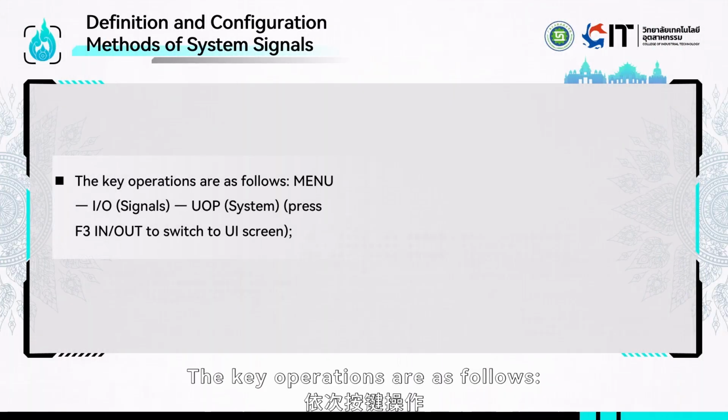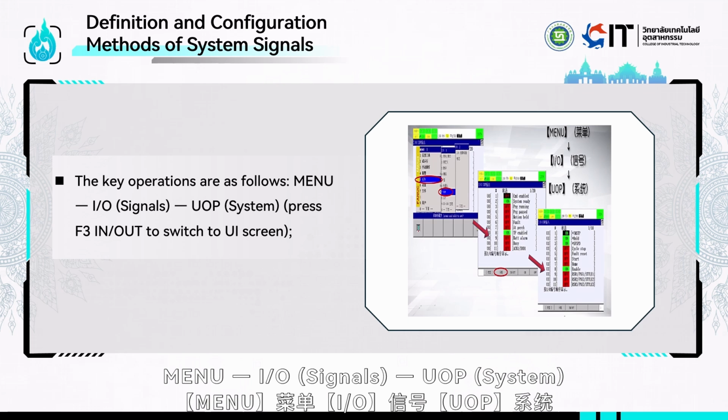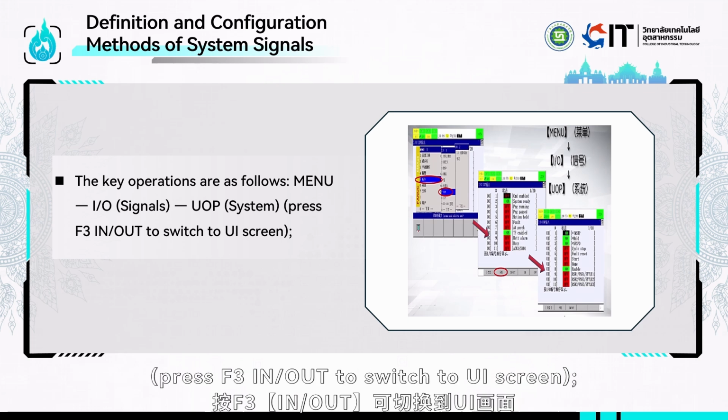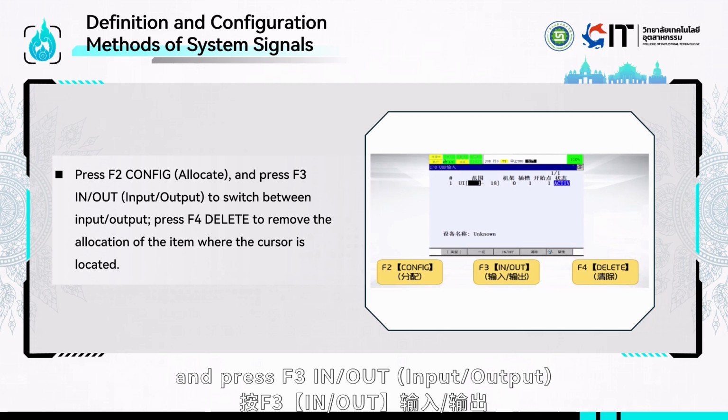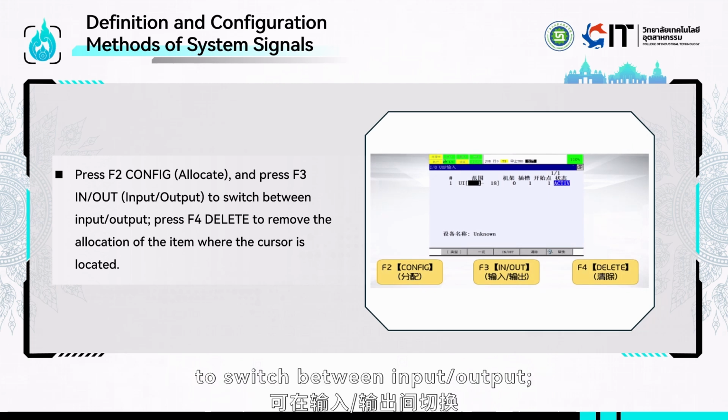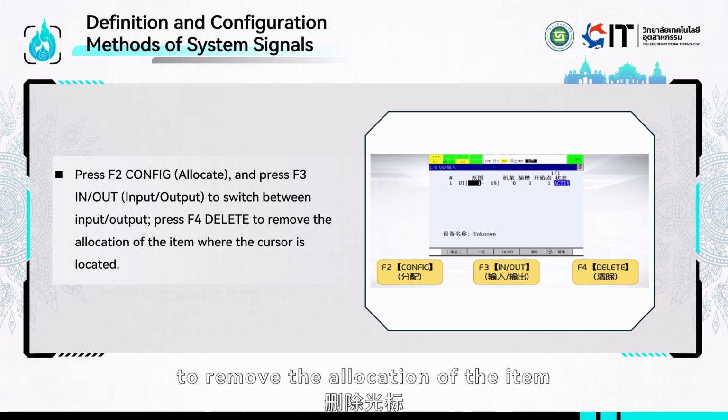The key operations are as follows: menu, I/O, signals, UOP, system. Press F3 in/out to switch to the UI screen. Press F2 config, allocate, and press F3 in/out, input/output, to switch between input/output. Press F4 delete to remove the allocation of the item where the cursor is located.